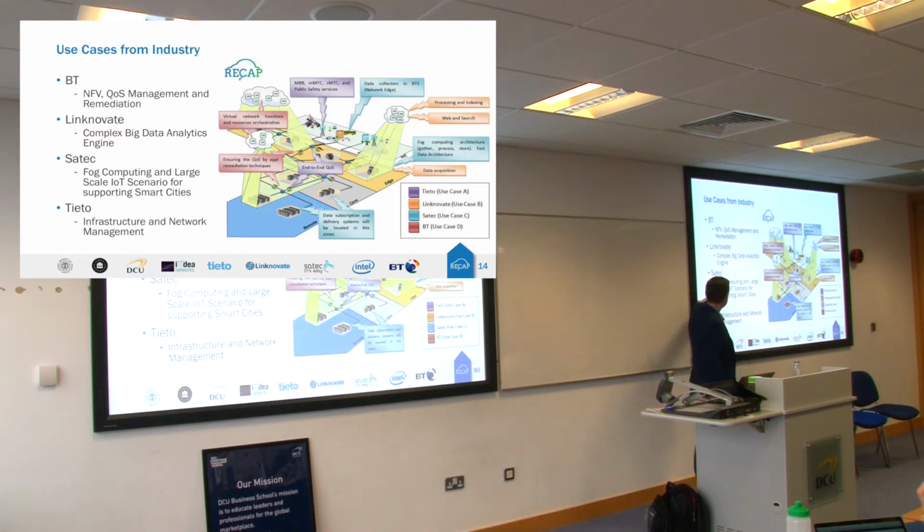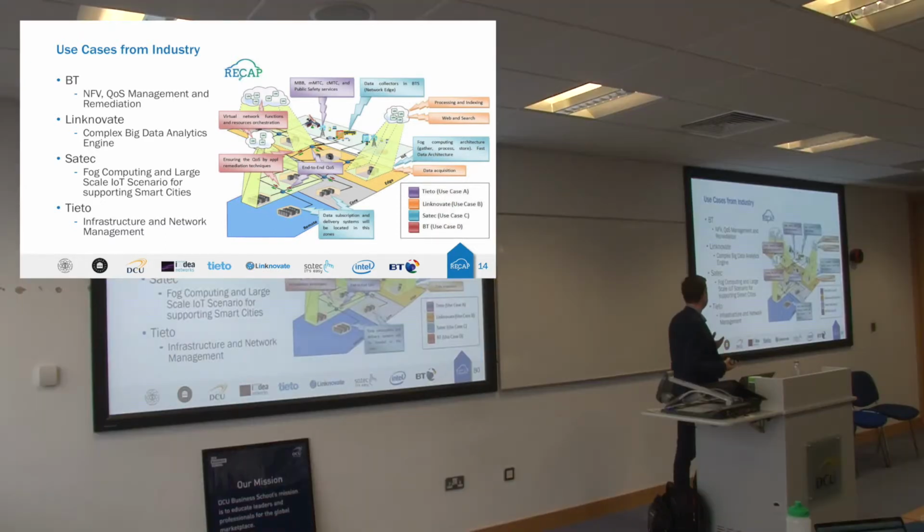Static looks at fog computing and large-scale scenarios, basically meaning they have microservices components in their application that need to be arranged depending on data locations and data requests. And Tieto is looking at infrastructure and network management, in terms of giving crucial, essential services priority over non-essential services. For example, in an emergency situation, they would like to prioritize emergency services, such as an ambulance call, over normal user traffic.